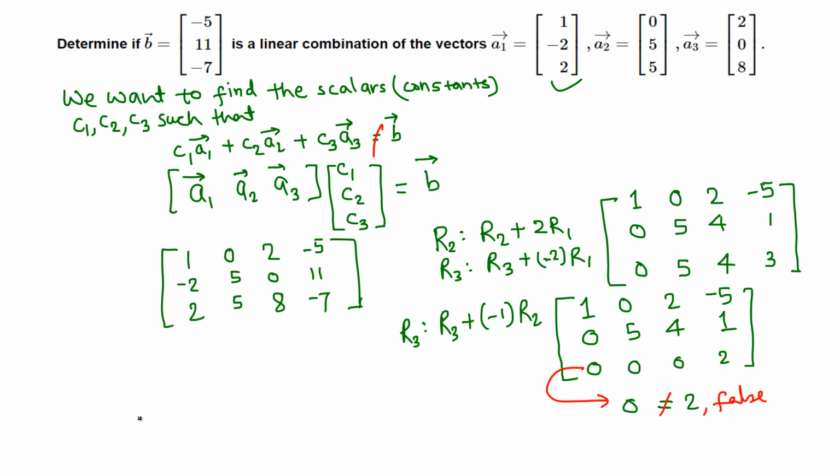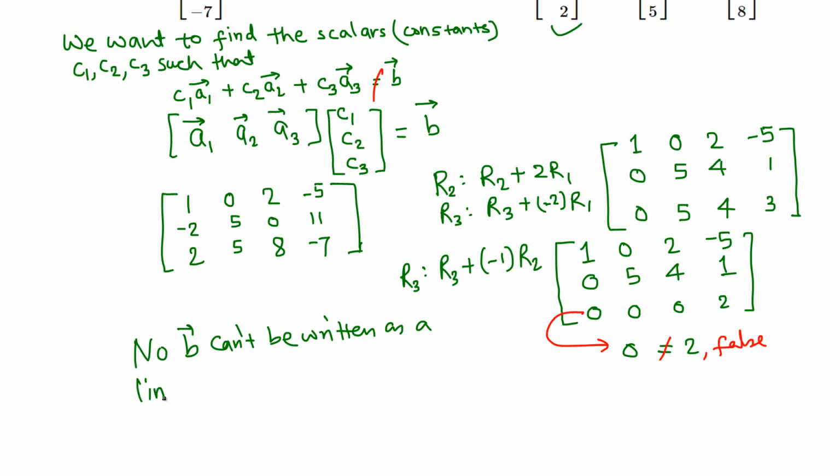So no, B can't be written as a linear combination of a1, a2 and a3. That's the answer.